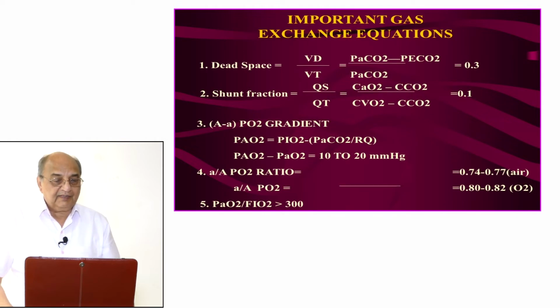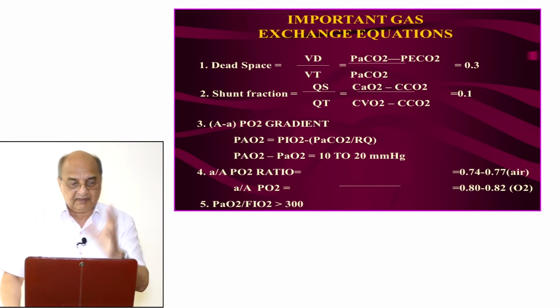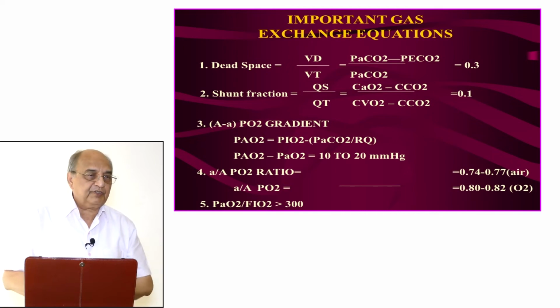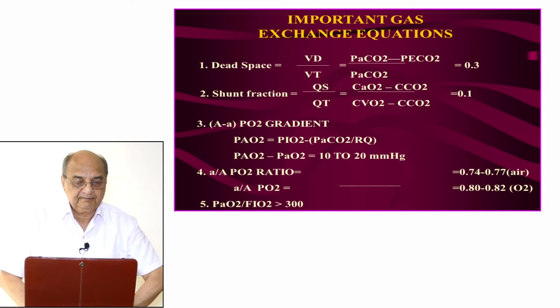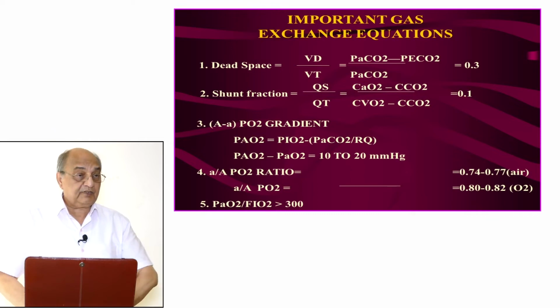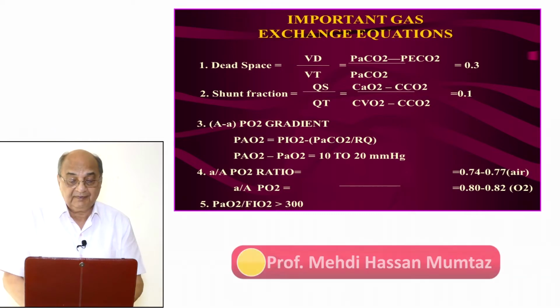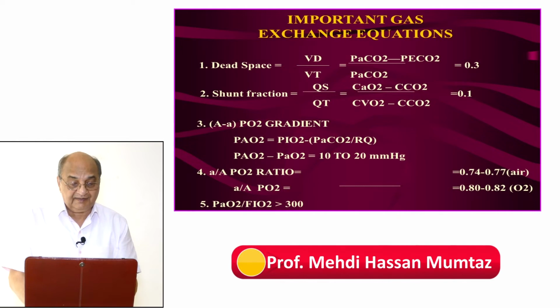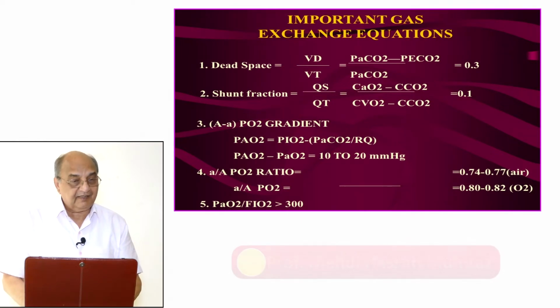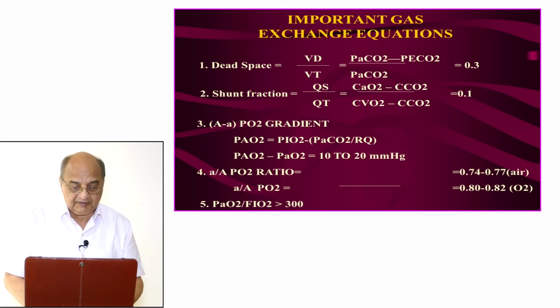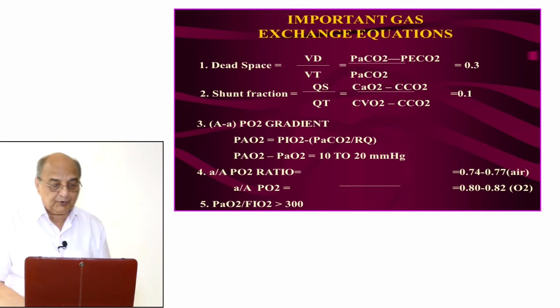Now the important gas equations, or gas exchange equations, are: one is the dead space equation, VD over VT. Then shunt fraction, QS over QT. Then AA gradient. Then AA ratio. Then the ratio of partial pressure of oxygen and FiO2 also.